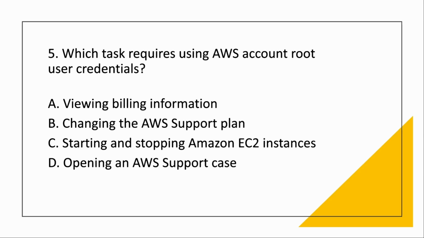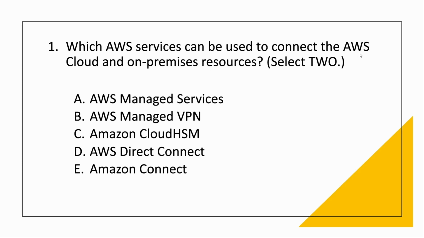So the main task out of these which requires you to use your account root credentials is if you want to change the AWS support plan. I'll do a detailed video on AWS support plans because there are a lot of points to discuss on that. Which AWS services can be used to connect the AWS cloud and on-premise resources? So you have some data in your on-premise resource and you have it in AWS. How will you connect those? So let's see each option one by one.